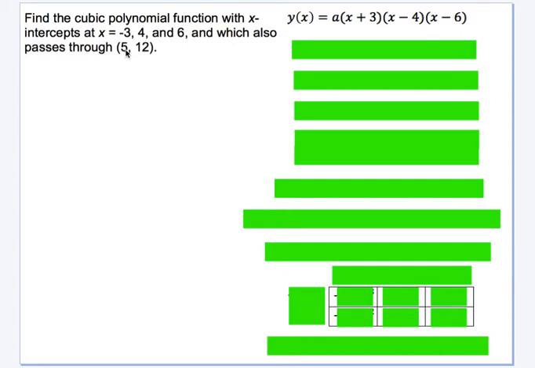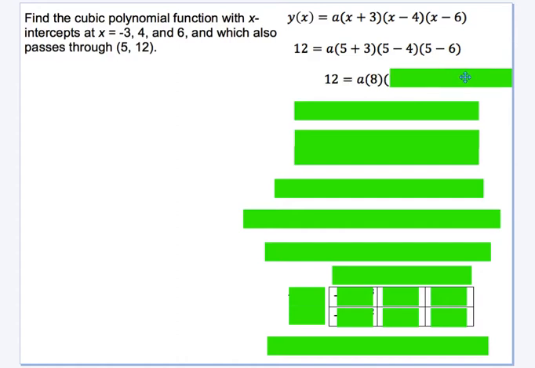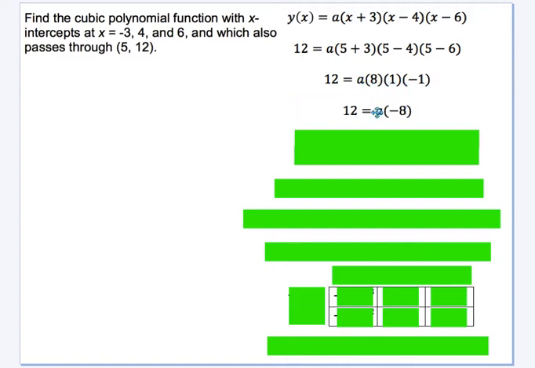Okay, so those are all our factors, and we're looking for our leading coefficient. So I have the 5 for an x value and a 12 for a y value. So I'm going to replace my x and my y with 5 and 12. Notice all my x's are 5s now. So in each parentheses, 5 plus 3 gives me 8. 5 minus 4 gives me 1, and 5 minus 6 gives me -1. Okay, I'm going to multiply those together. I get 12 equals a times -8.